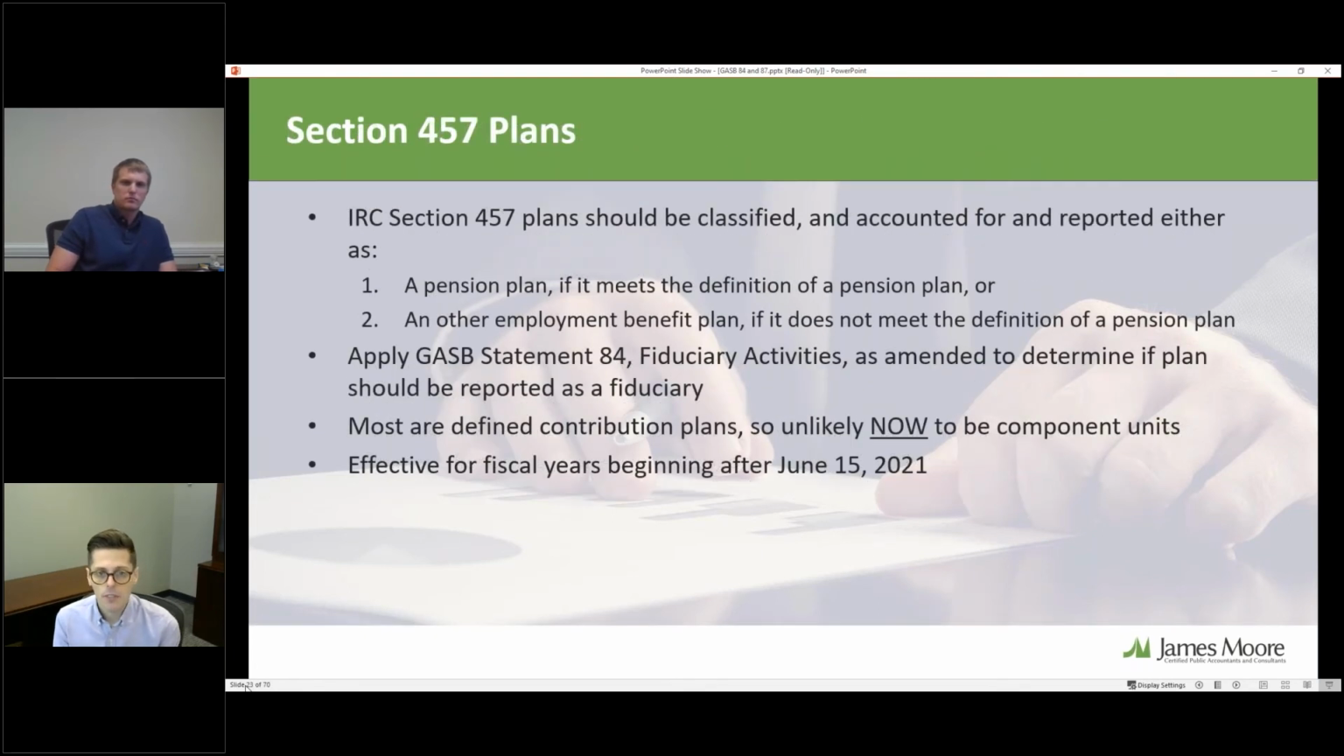So Section 457 plans should be classified, accounted for, and reported either as a pension plan if it meets the definition of a pension plan, or an OPEB plan if it does not meet the definition of a pension plan. You'll apply 84 as amended to determine if the plan should be reported as fiduciary. Most are defined contribution, so they shouldn't be reported as component units, but again, there could be some gray area there depending on how that plan is structured. And it's effective for fiscal years beginning June 15, 2021.